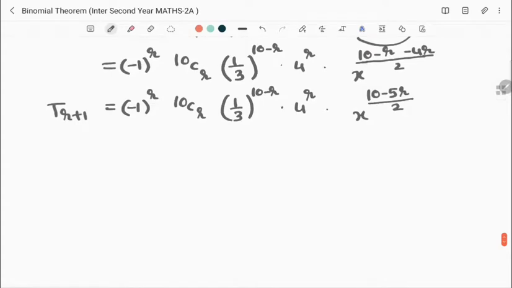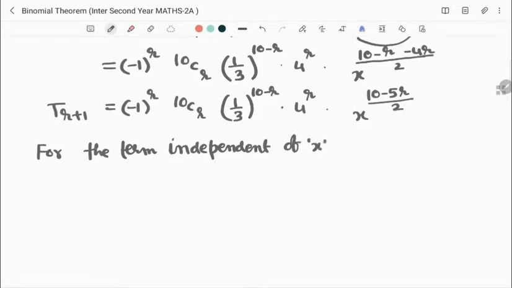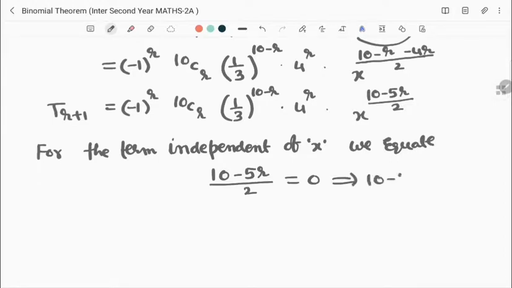To get the independent term, for the term independent of x, we equate the power of x to 0. What is the power of x in this? 10 minus 5r by 2 is equal to 0. That we have to do. So cross multiply: 10 minus 5r is equal to 0. That implies 10 is equal to 5r. So r is equal to 2.